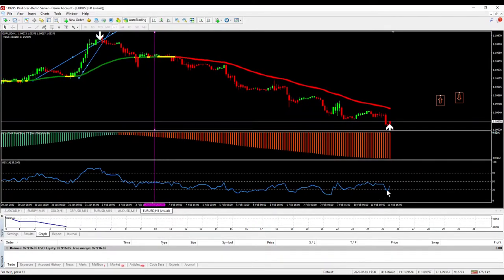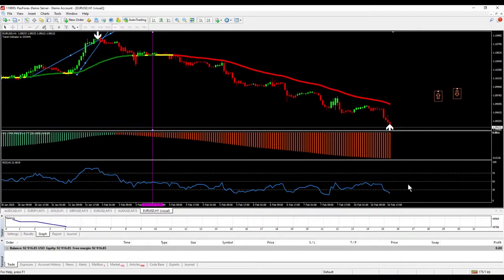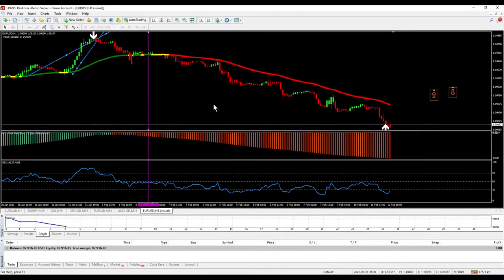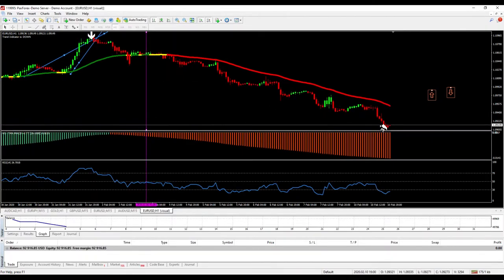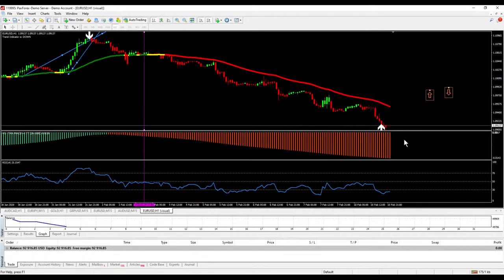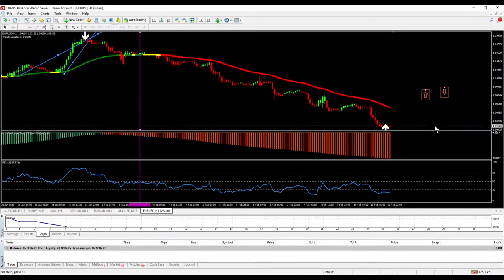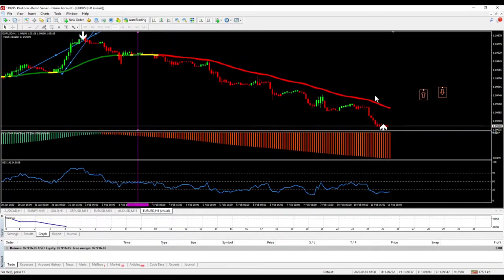See, we're still going down. We still haven't crossed that 50. You can see how powerful that is. This must be London session going down. New York will come and we'll probably go up. But this is a very powerful system if you use it properly.